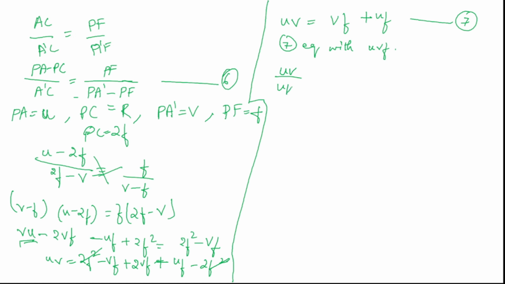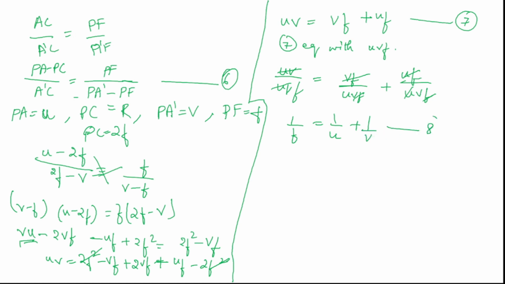UV by UVF equal to VF by UVF plus UF by UVF. So UF gets cancelled. In this VF gets cancelled. In this UV will get cancelled. So what you will be left over with? 1 by f equal to 1 by u plus 1 by v. So this is the eighth equation, which is the mirror formula.